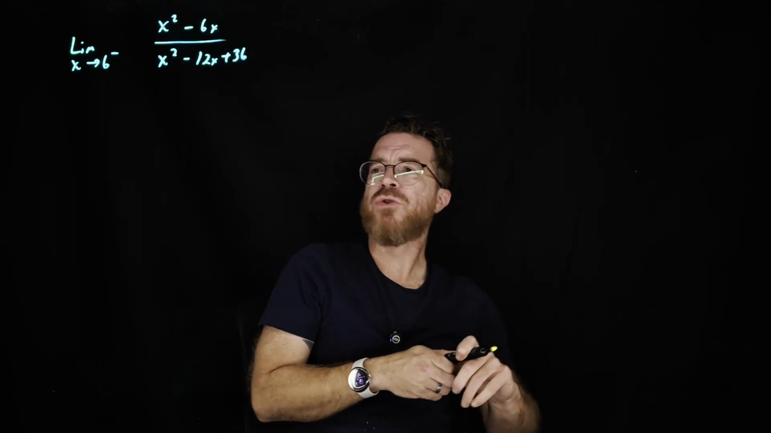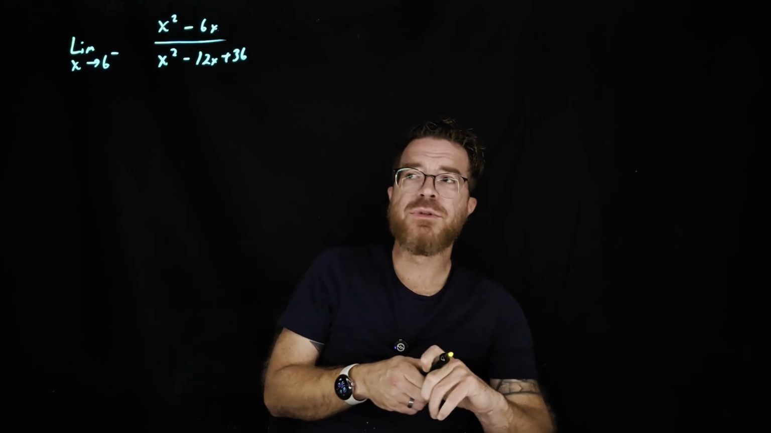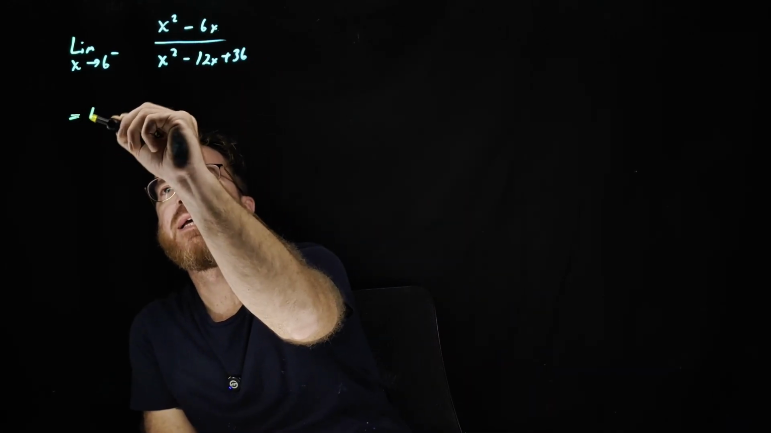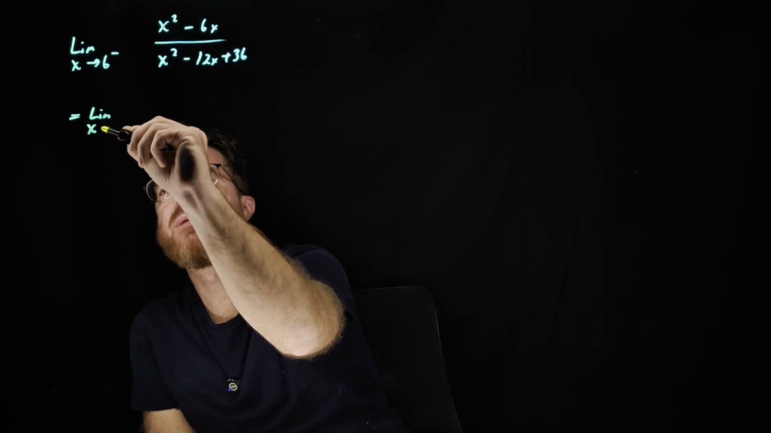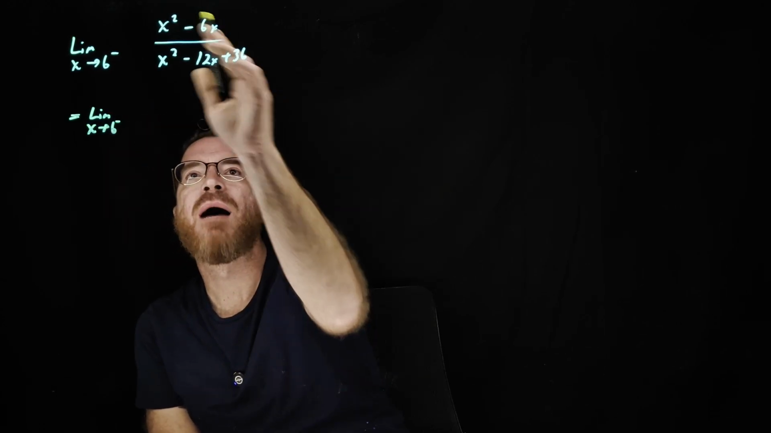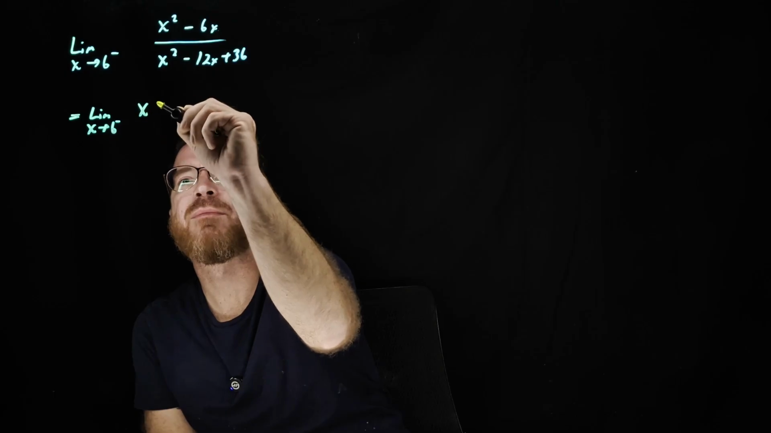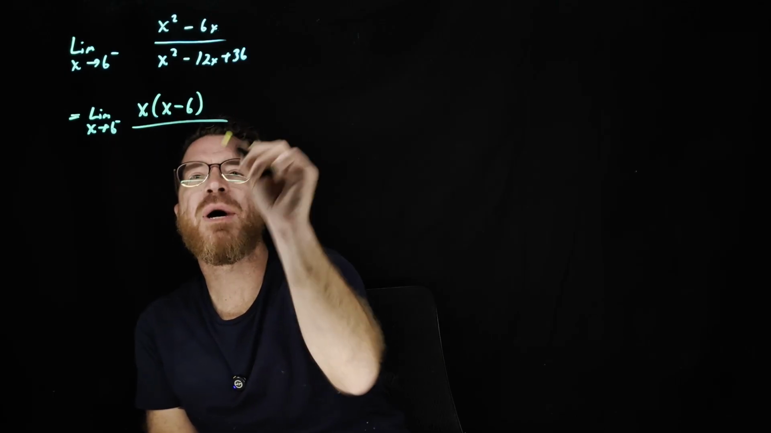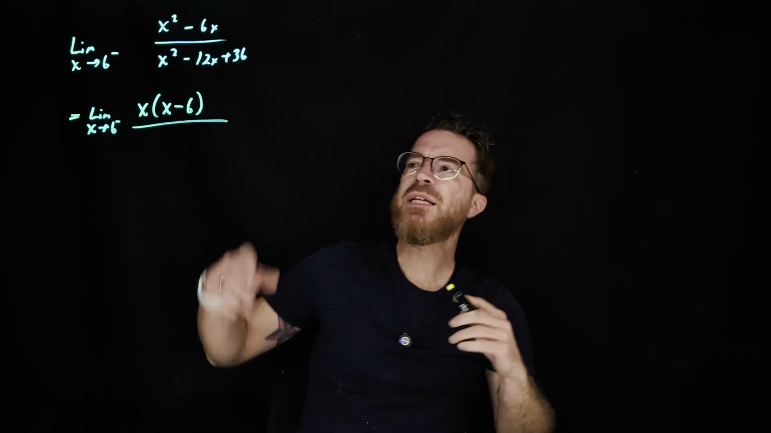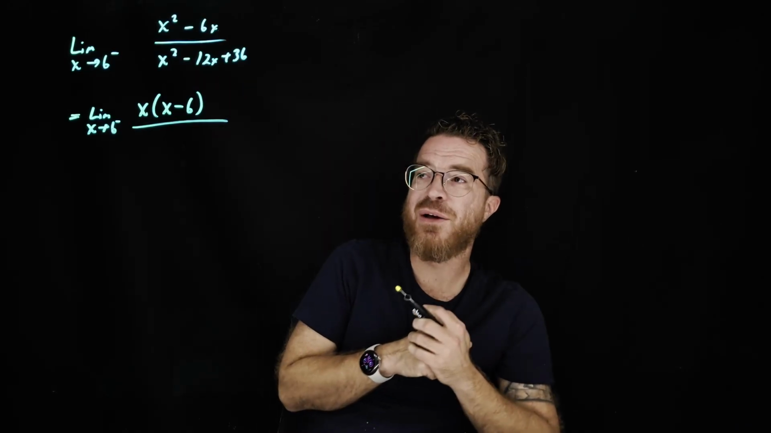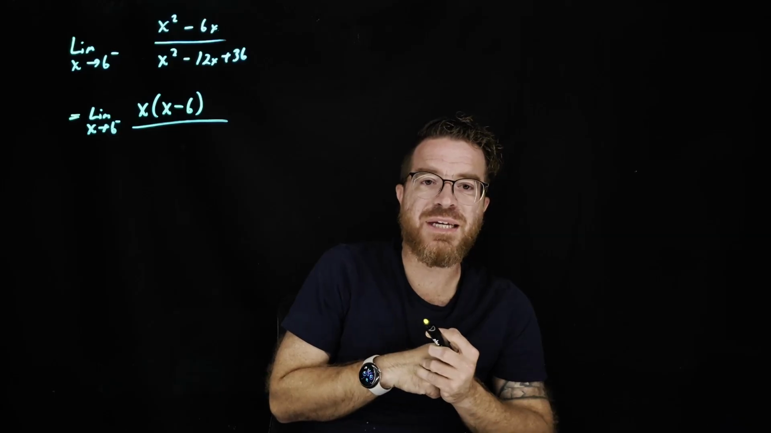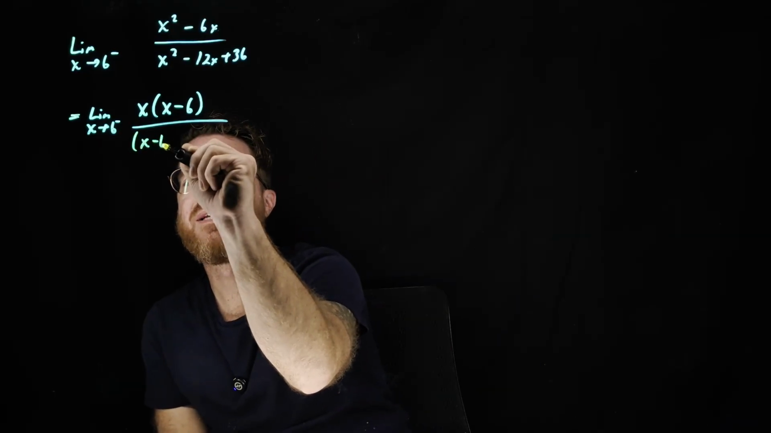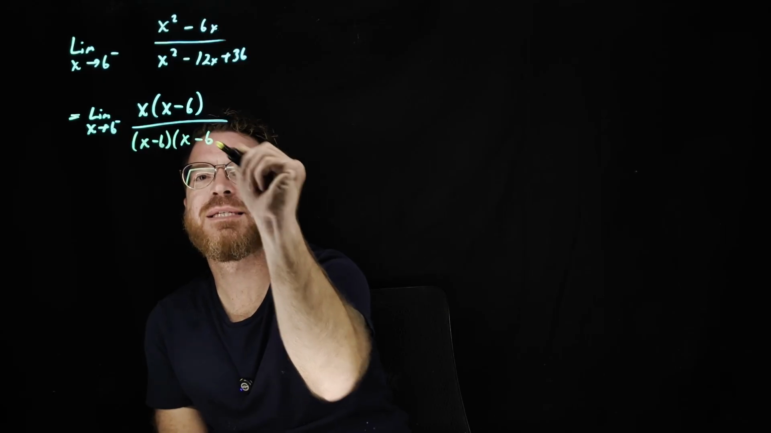Well, we could try seeing if there's anything we could cancel. So first thing I'm going to do is I'm going to actually try pulling out a 6 from the top. So this is going to be x approaches 6 from the left. I'm going to pull an x out. So this is going to become x times x minus 6. And for the bottom, I'm going to see, is there anything that I can factor? Is there anything that adds up to negative 12 and multiplies to give me positive 36? And the answer is, yeah, and it's going to, of course, match this. It's going to be x minus 6 times x minus 6.